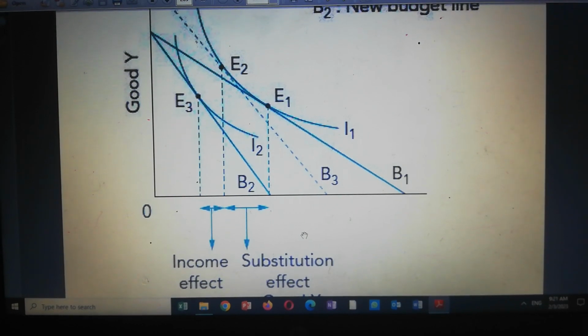I'm going to actually explain what happens with some other type of goods in the event that also the price either goes up or goes down in the next video.